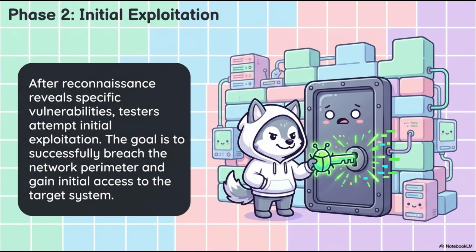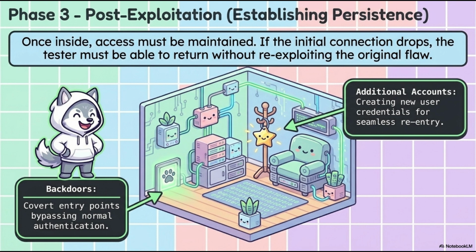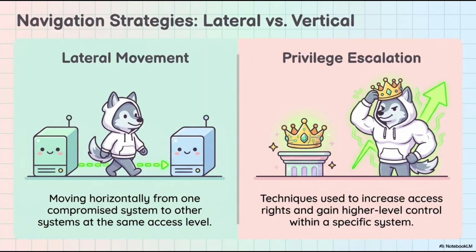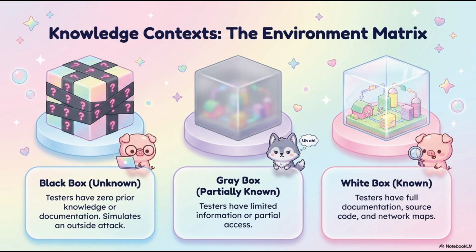After identifying vulnerabilities, testers may attempt initial exploitation to gain access. Once inside, they may establish persistence by creating backdoors or additional accounts. Lateral movement allows them to move from one compromised system to others. Privilege escalation techniques increase their access rights, and pivoting uses one compromised system as a launching point to access additional systems.